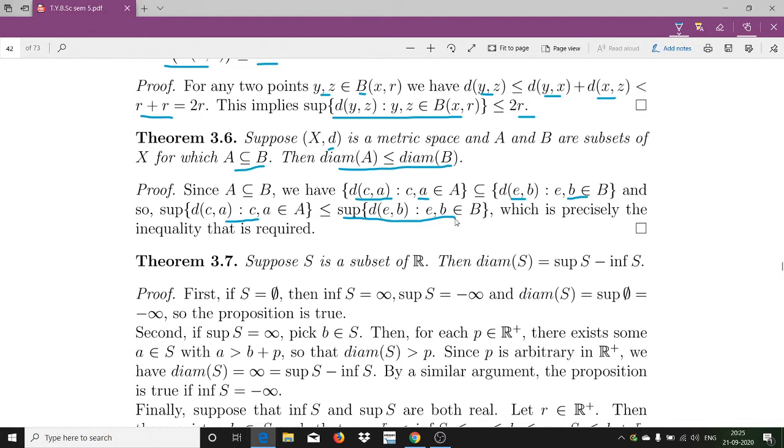You can think of an example. Very nice and simple examples are there. You can think of such examples. Strict inequality might be there, but equality can also occur even if A is a proper subset of B.